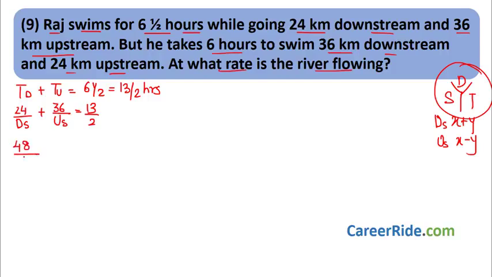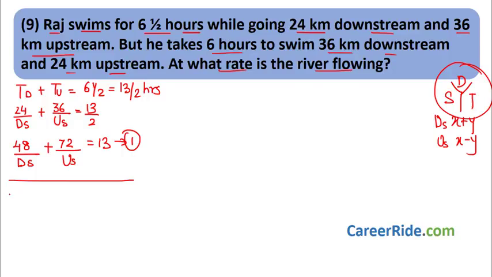Multiply by 2. 48 upon downstream speed plus 36 into 2, that is 72, upon upstream speed is equal to 13. This is equation number 1. Now this is the first case which they have given, right? From the first case we have derived this much. Now they have given a second case also. What is the second case?